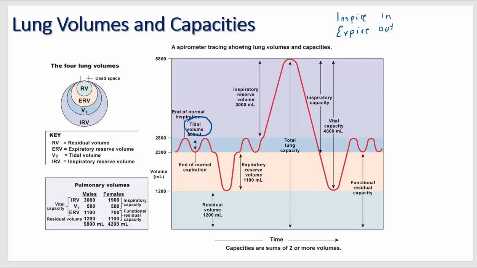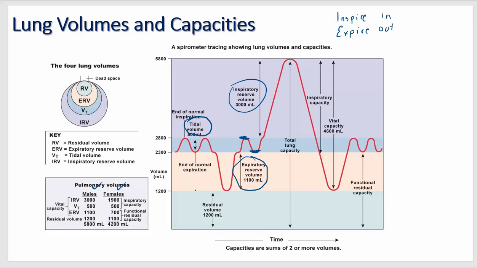All right, so expiration. The expiratory reserve volume is what you can blow out after a normal exhalation, and then inspiratory reserve volume is what you breathe in after a normal inhalation. Okay, so at the top of this tidal volume here, and at the bottom. At the top, it's your inspiratory reserve volume, and this is the expiratory reserve. So they've got like 3,000 here and 1,100 here. It's different for males and females on average.